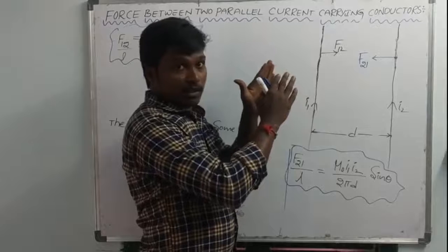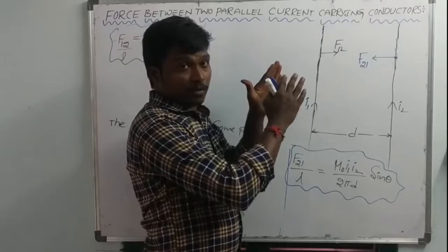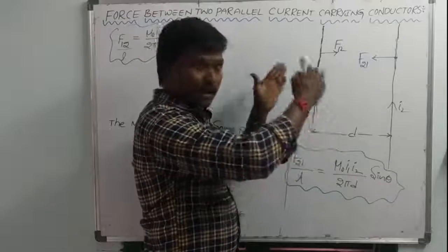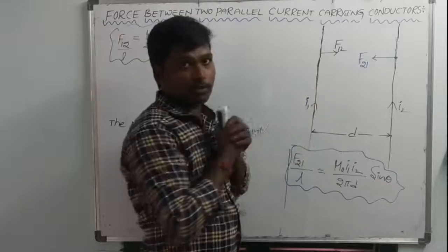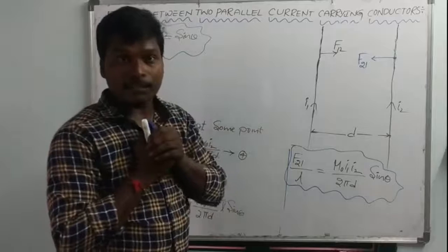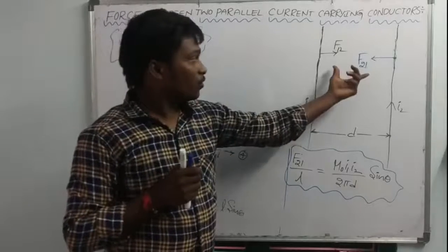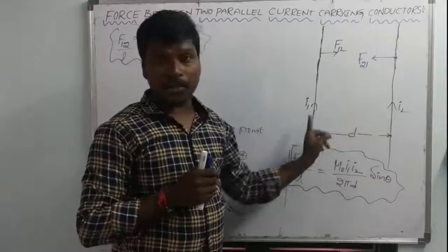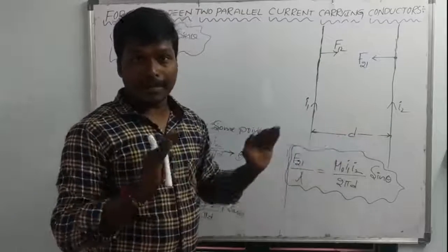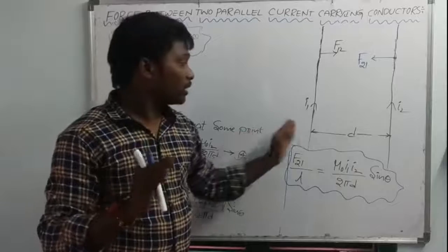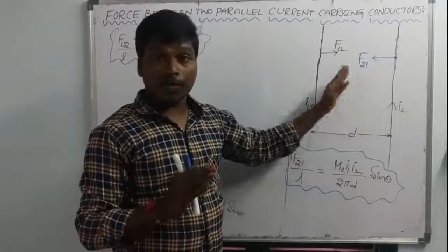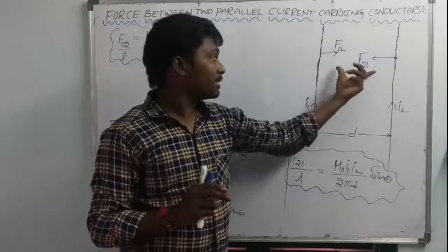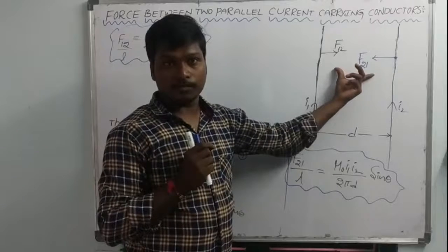So what is the force acting between the two conductors? Is this the attraction force or repulsion force? Attraction. These two forces are attracting when the current is flowing in the same direction. So the direction of the current is the same in both the conductors, and the force acting between the two conductors is the attraction force.